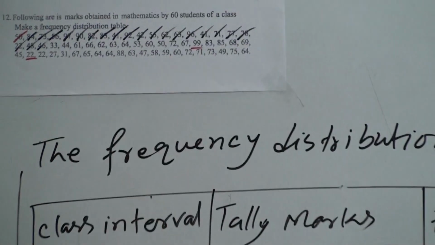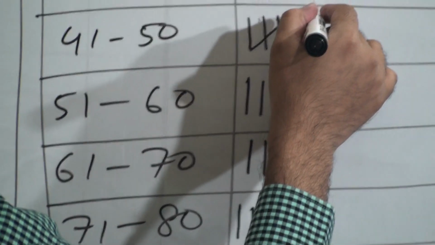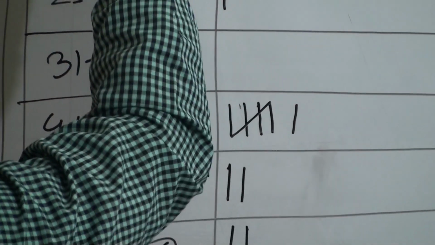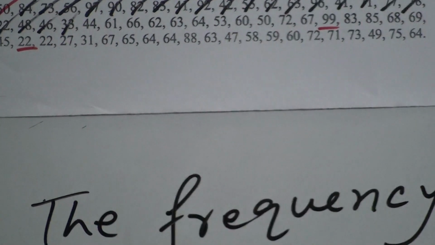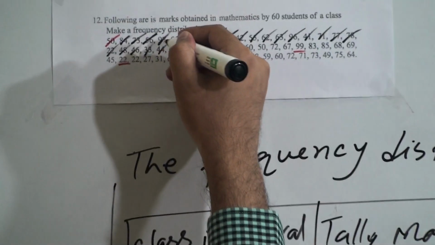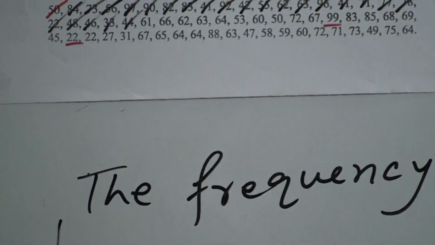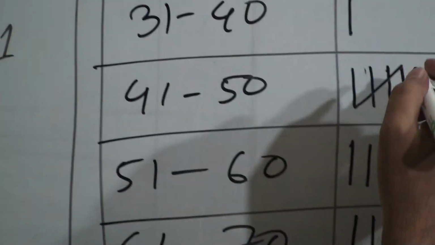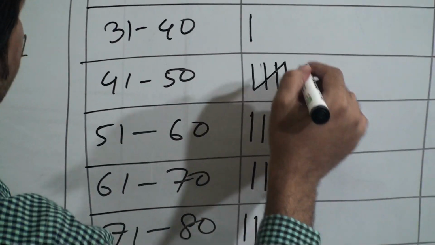Now 46. 46 is in this class again, so we have to give one another. Now 33. 33 is in the second class, so we have to give 33 here. Now 44. Where is 44? 44 is in the third class, so we have to give 44 here.